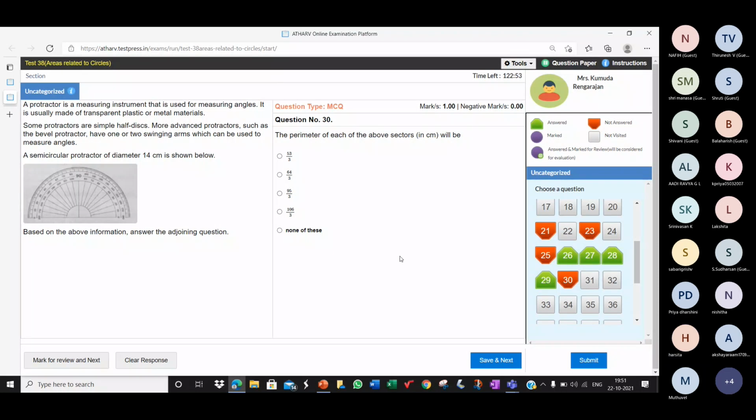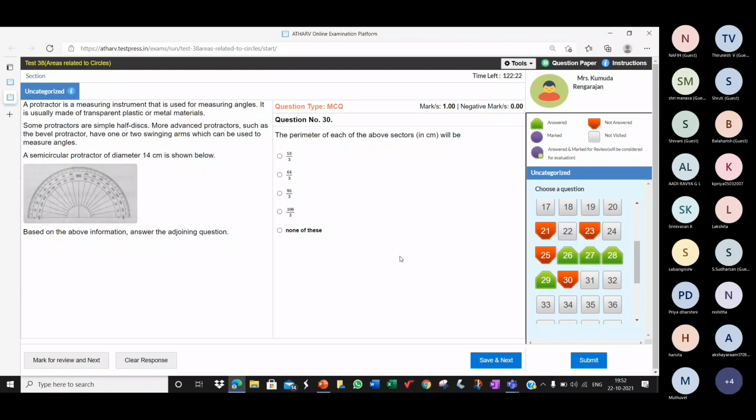Do you all agree that the sector angle is 30 degrees? Yes, ma'am. The protractor is divided into 6 equal sectors. So on the protractor, we have 180 degrees divided by 6, so 30 degrees. Each sector angle is 30 degrees. All of us agree with that? Yes, ma'am. Okay, moving ahead.